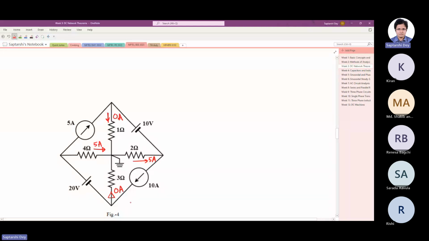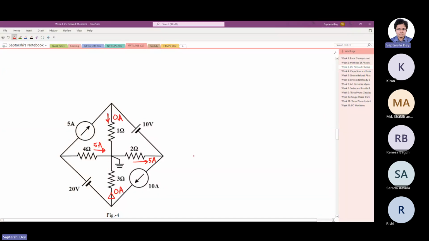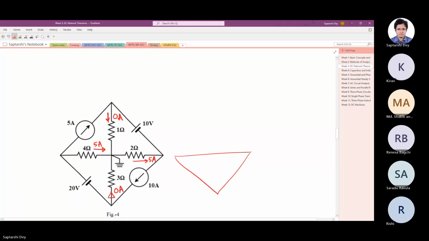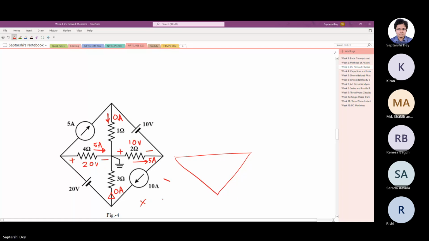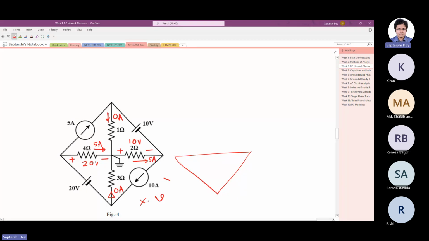Now, if you look at the bottom triangle, that is, if you look at this triangle, we have a drop of 20 volt here and a drop of 10 volt here. Let us take a drop of V in the 10 ampere current source and write the KVL.